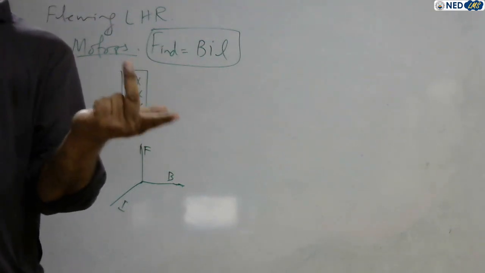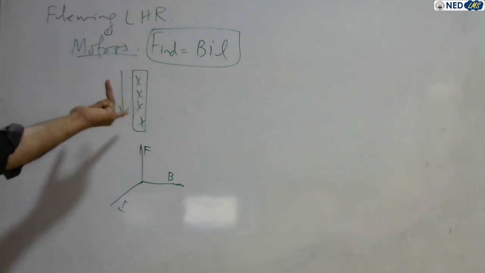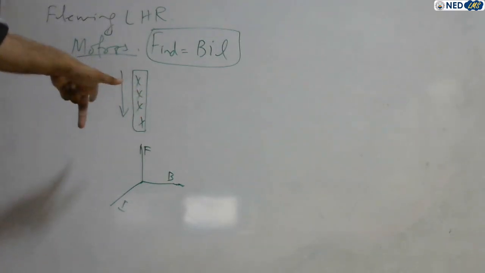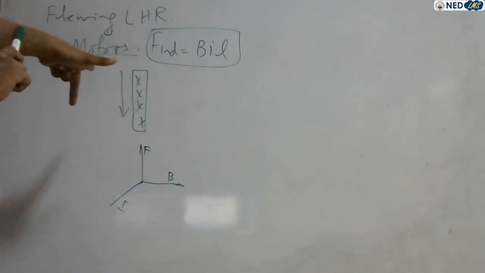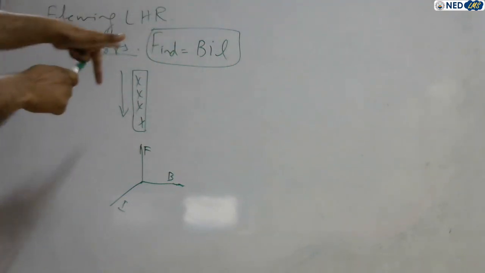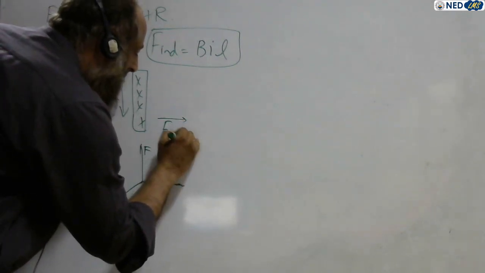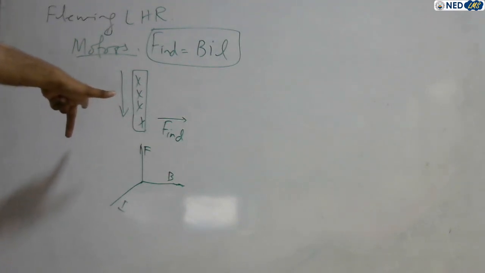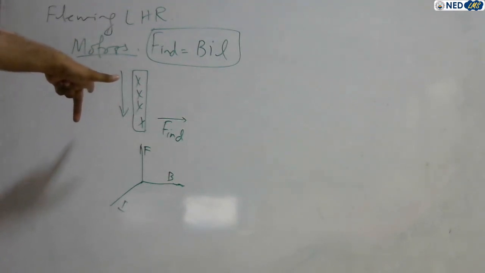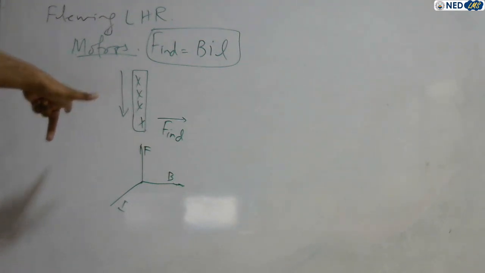So put your left hand and apply it over here on this conductor. See, the magnetic field is into the page, the current is downward, so you apply it like this. Your middle finger is downward, your index finger is into the page, and your thumb is from right to left. So the force induced in this conductor is in this direction. Your thumb will show the induced force direction.